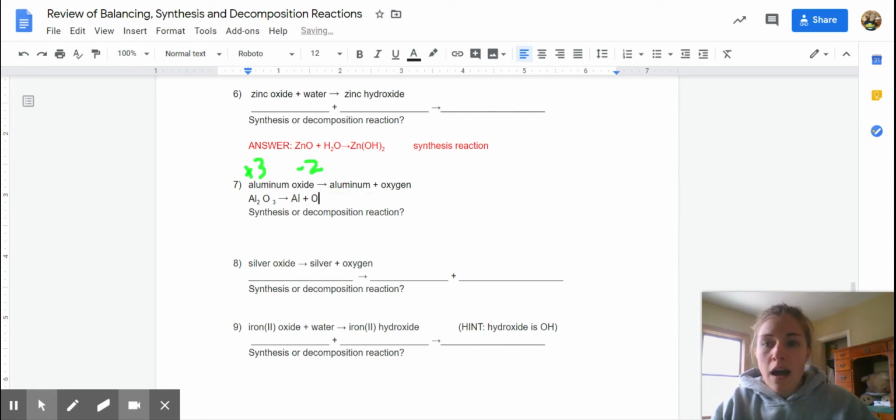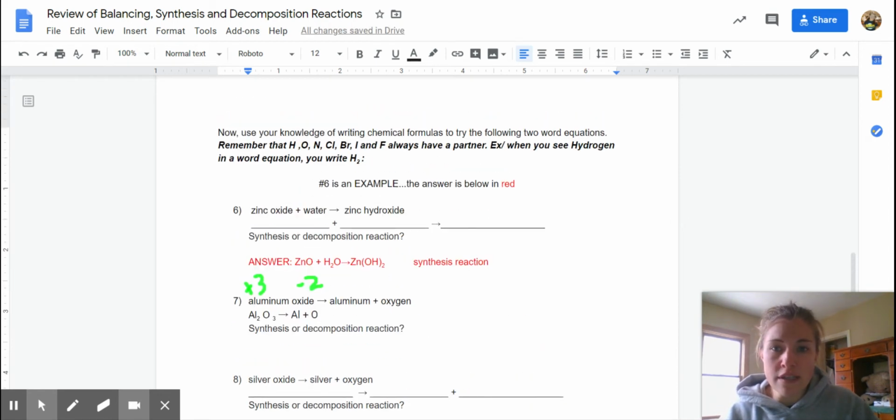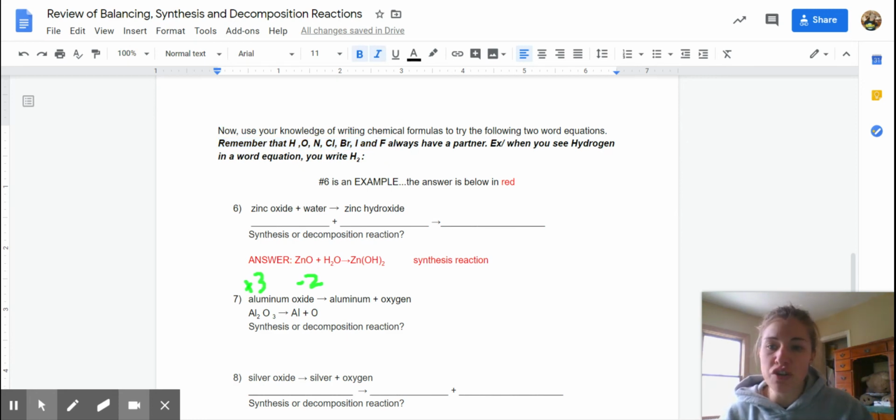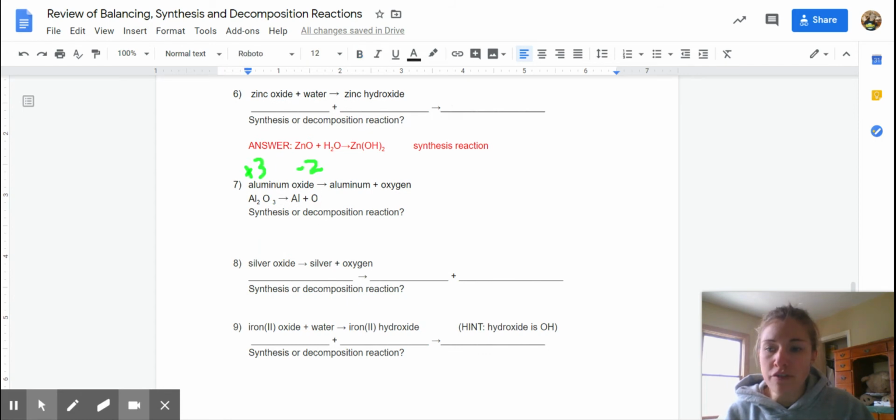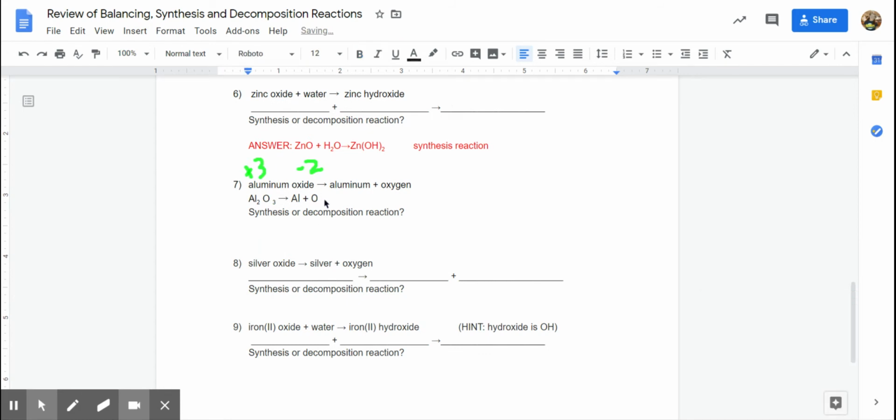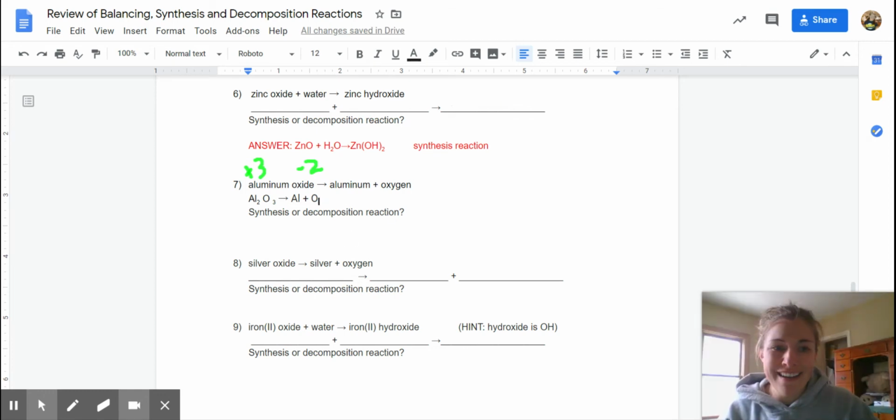However, if we scroll to the top, remember that if we have H, O, N, C, L, B, R, I, and F, those are the Hunkelbriefs. We always see them in pairs in nature. So right away after that O, we have to put a 2 subscript after it, okay?